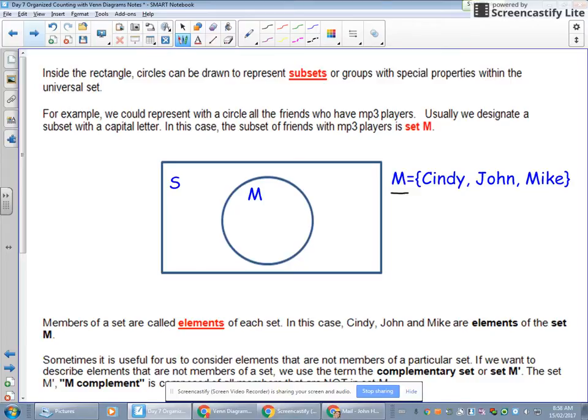And that set M is equal to a curly bracket, and then who's inside of it? Cindy, John, and Mike, with a closed curly bracket. We call Cindy, John, and Mike elements. The term element just refers to the data points that are inside of it. A lot of times when we look at questions, we'll be referring to numbers, but any data that is inside of our subset, we call elements of the data.